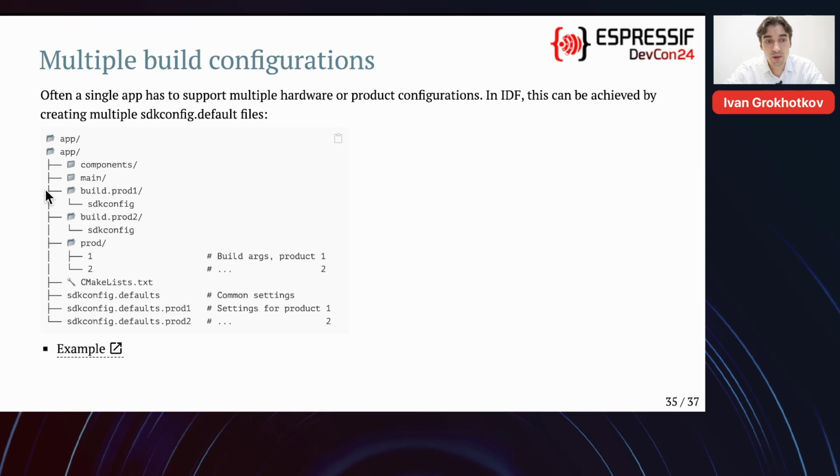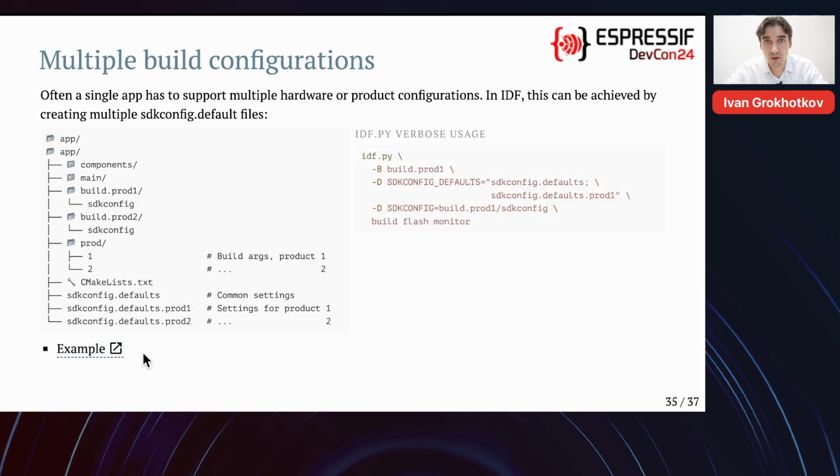For each product, we will have one build directory, build/prod1 and build/prod2. SDK config files for each configuration will live inside the build directories. And for this layout, you can follow the link below for an example.